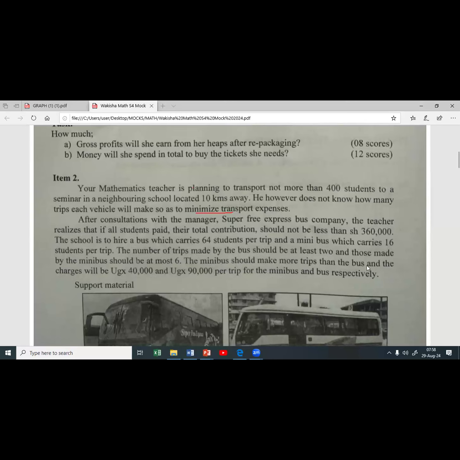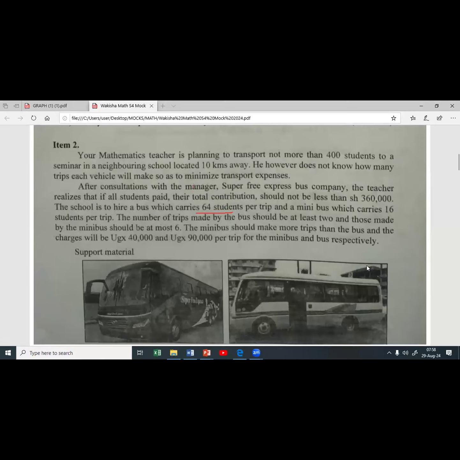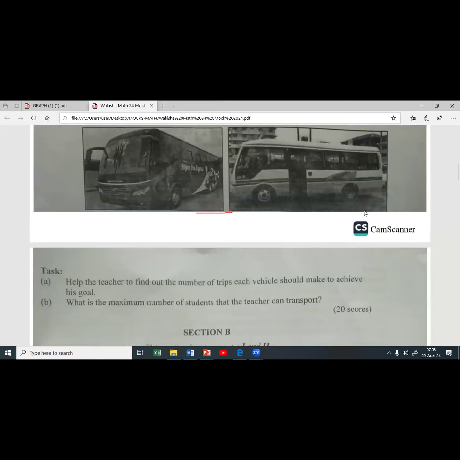So I told you that after getting this question, your task is first to look at it so that you know what is changing or what is varying. They are telling you to help the teacher find out the number of trips each vehicle should make. The options available are either the bus or a coaster, meaning that what is going to be varying are those two vehicles, the bus and then the coaster.